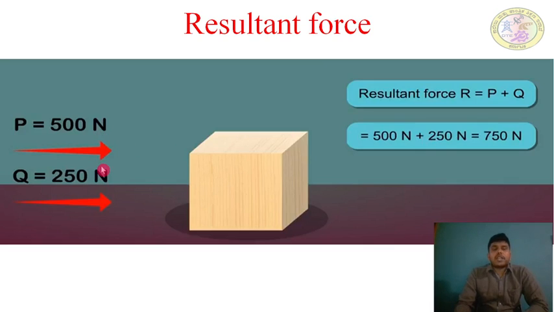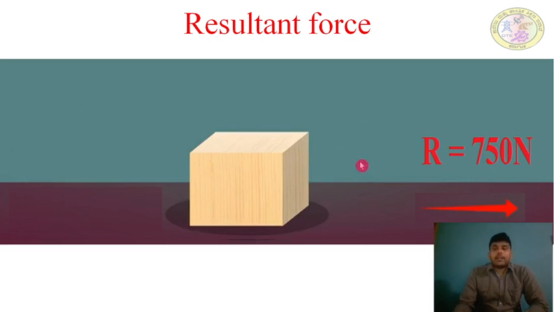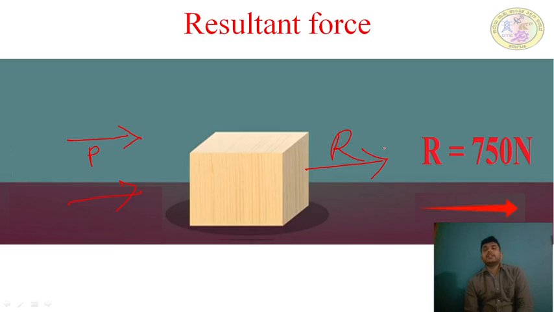When both forces are in the same direction, they should be added to get the resultant. The resultant is 750 Newton, and it will also be in the same direction. Both P and Q are in the same direction, P was in this direction and Q was in this direction. This resultant force will also be in this direction only.